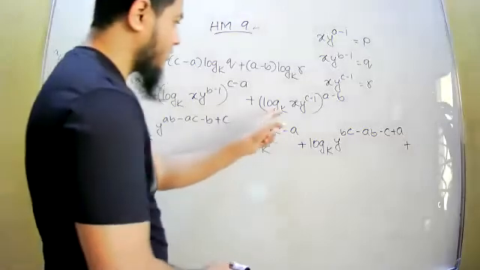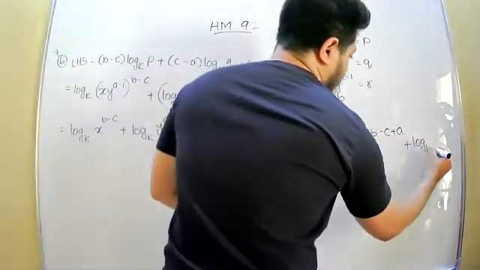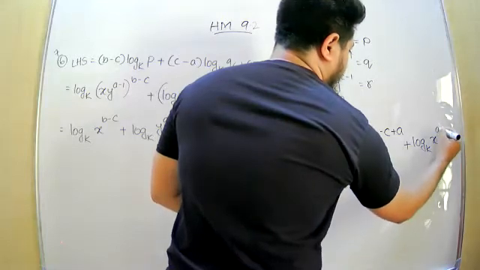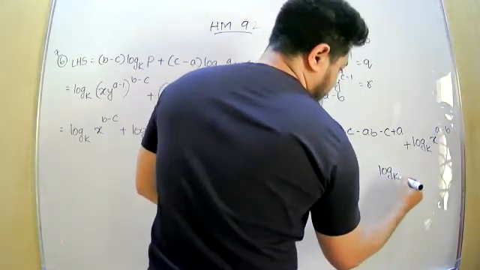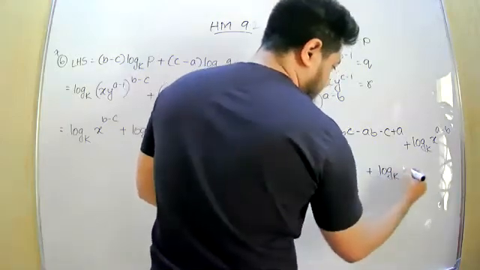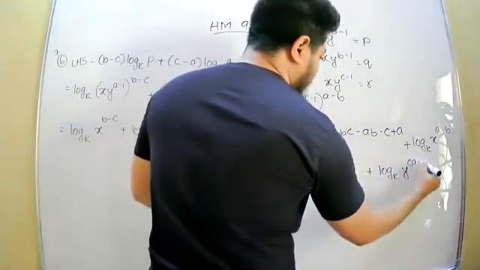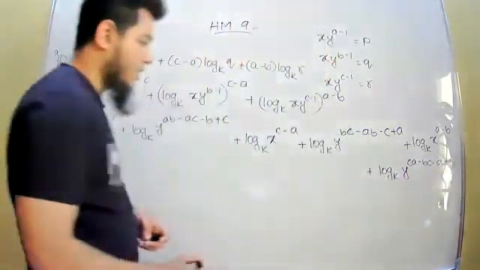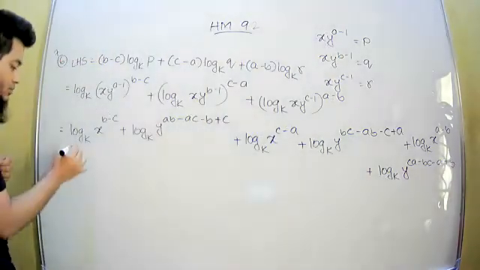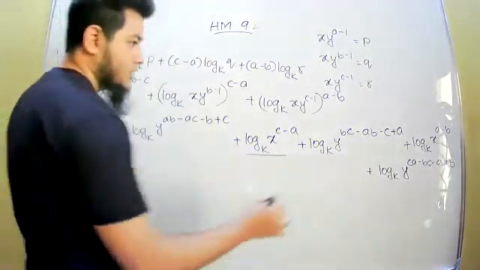Then the third part, log k base x to the power a minus b, plus log k base y to the power, what will it be, c into a, ca minus bc minus a plus b. Okay, so now what we will do, we will bring all the x's together.